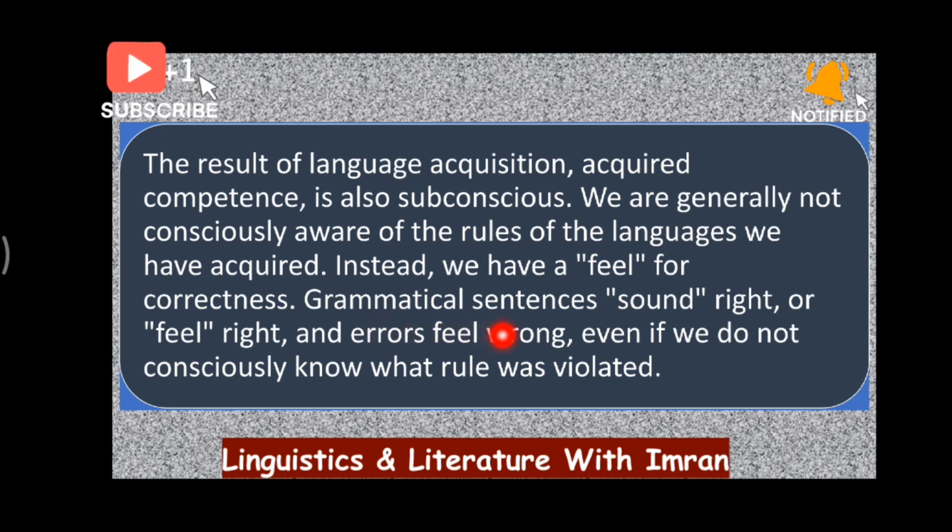So grammatical sentences sound right or feel right, and errors feel wrong. You tell someone that they are right, or if there is an error, you can tell someone that they are wrong, even if we do not consciously know what rule was violated. Sometimes we feel that this sentence is incorrect, but we do not know which rules are being violated by this person.